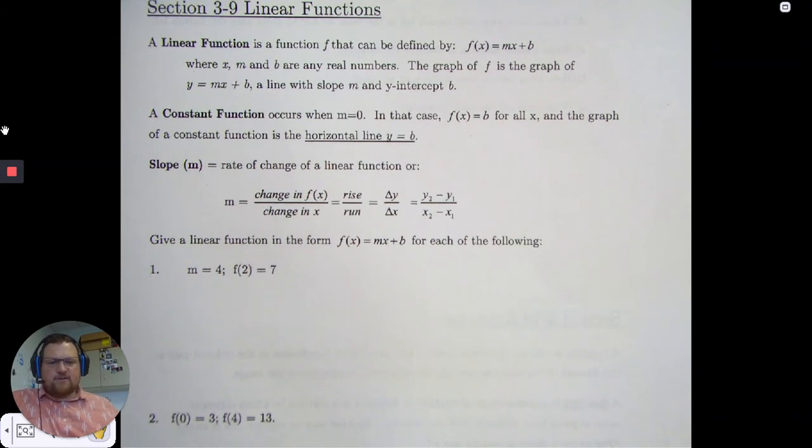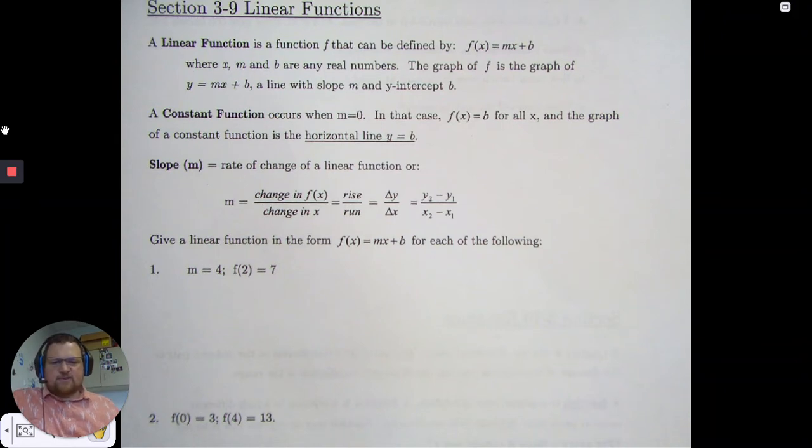Okay, so a linear function is a function f that can be defined as f of x equals mx plus b, where x, m, and b are any real numbers. And then the graph is y equals mx plus b, where m is your slope and b is your y-intercept. We have done a lot of this in the past. Y equals mx plus b, m is my slope, b is my y-intercept. We do this over and over again. So this is just really looking at it from a different perspective, but in reality, it's the same basic idea.